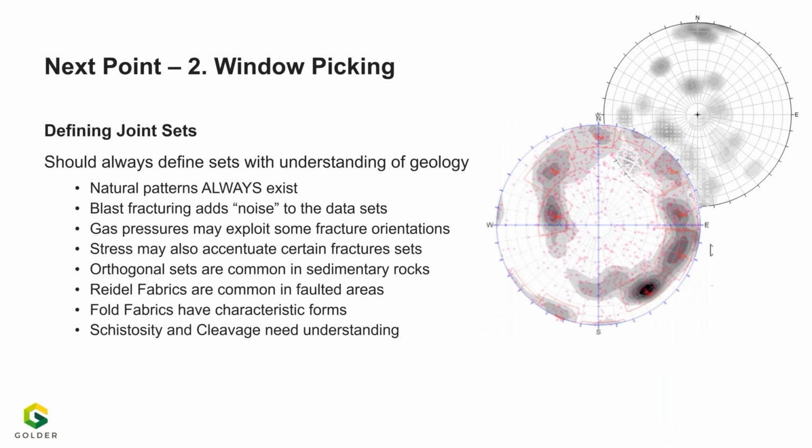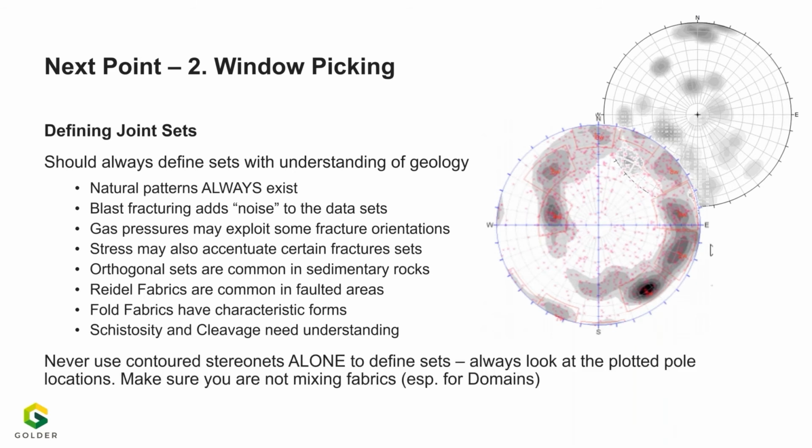So natural patterns always exist, but blast fracturing, because of the energy and the gas pressures, sometimes exploits certain fractures more than others. Stress in a tunnel or an underground operation will accentuate certain fracture sets. We saw on the presentation earlier, the orthogonal sets are very common with sedimentary rock, but in faulted and folded terrain and highly deformed terrain, Riedel fabrics are characteristic and something that we need to understand.